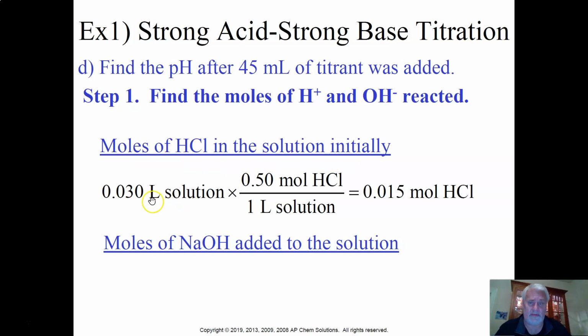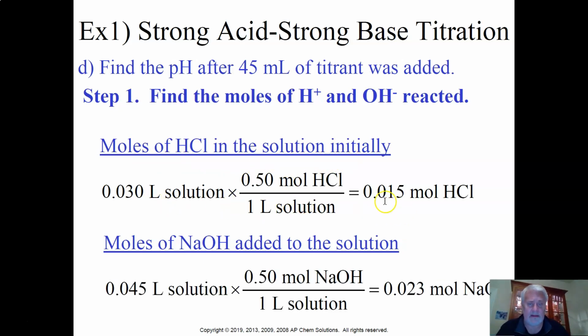Your moles of hydrogen initially was 0.015, and if you take a look at this, you have now added more moles of NaOH than you initially had for the acid. So that means base now wins in the race. Base wins in the race. Does that rhyme? Base race? Yes, it does.